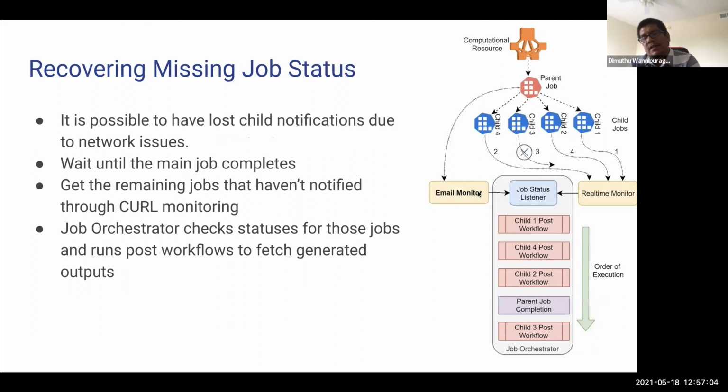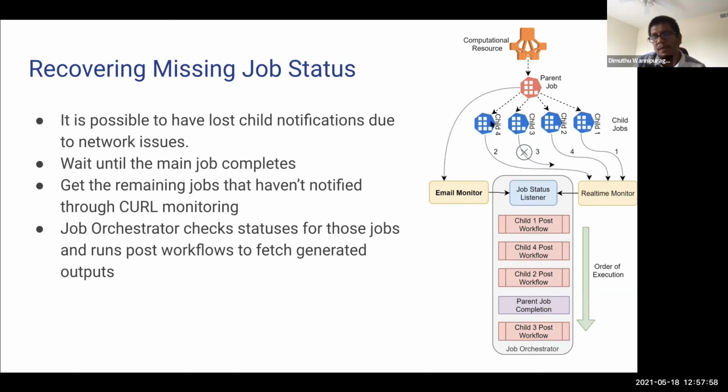But in this approach there is also an issue, because we are relying on curl, which is basically on TCP. If the network is unstable, TCP might not work perfectly and you might lose the job notifications. However, we need a way to make the entire system eventually consistent. It means that even if some notifications were lost, at the end of the day it should be able to recover. So in this diagram, the child 3 notification was lost on the network, so the post workflows, meaning the output data staging from the cluster to the gateway, work only for child 1, 4, and 2.